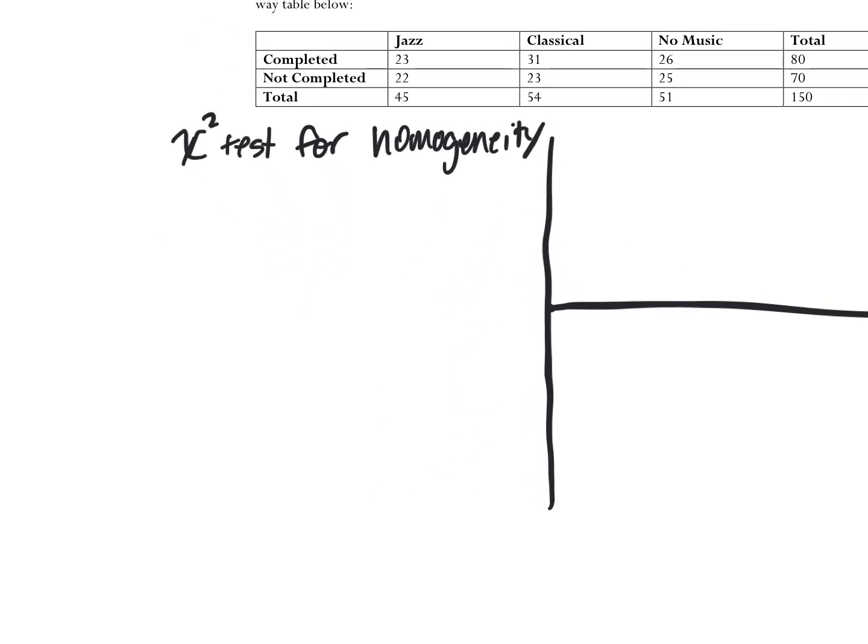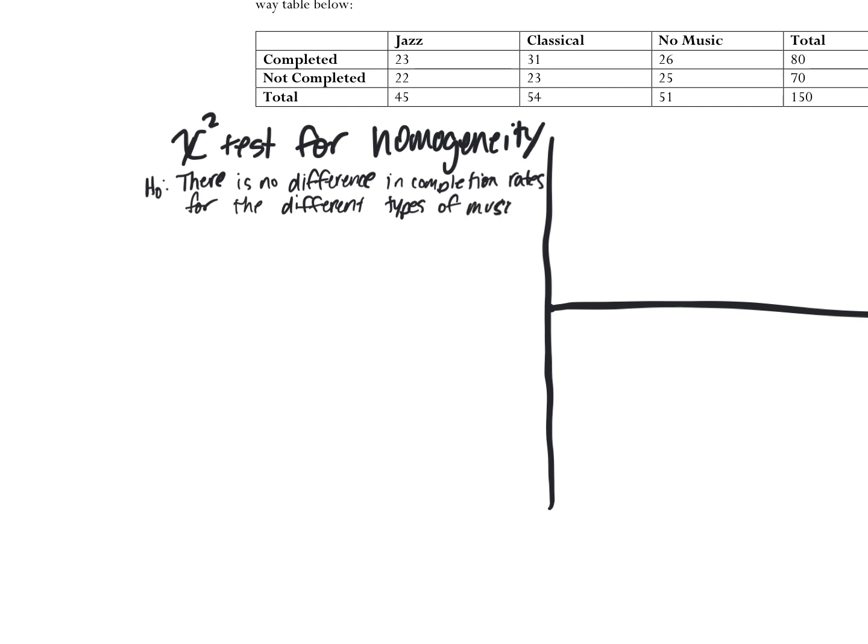So I'm going to state my procedure. My null hypothesis is going to be there is no difference in completion rates for the different types of music. And if that's my null, my alternative is going to be that there is a difference.